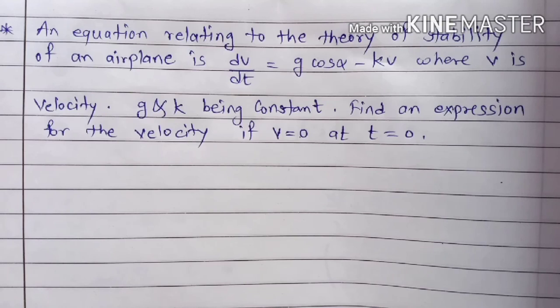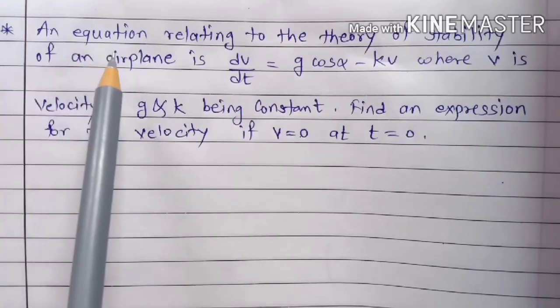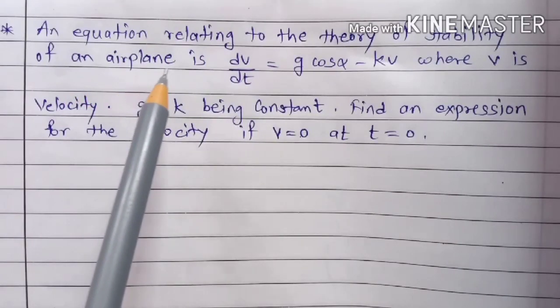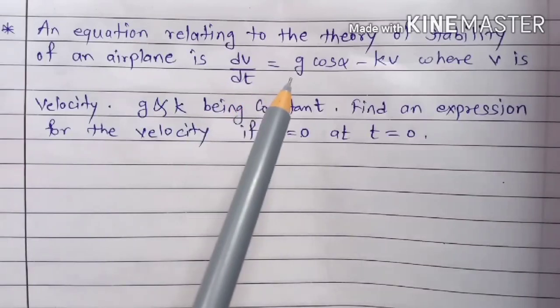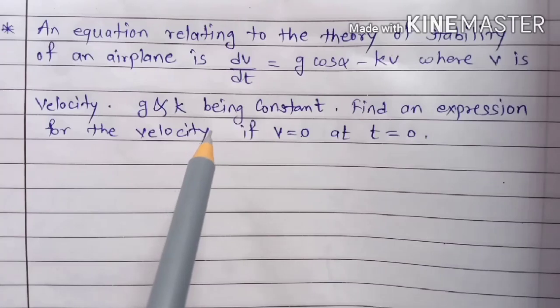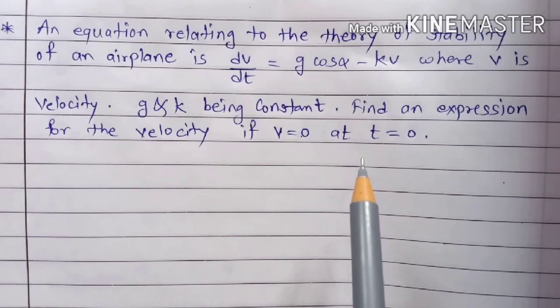Hello friends, in today's video we are going to study application of differential equation based on linear differential equation. The given question is an equation relating to the theory of stability of an airplane: dv by dt equal to g cos alpha minus kv, where v is the velocity, g and k being constant. Find an expression for the velocity where v equal to 0 at t equal to 0.